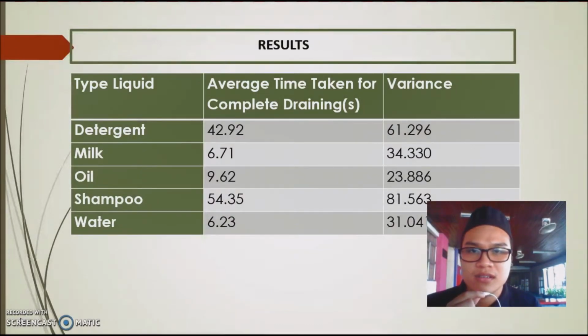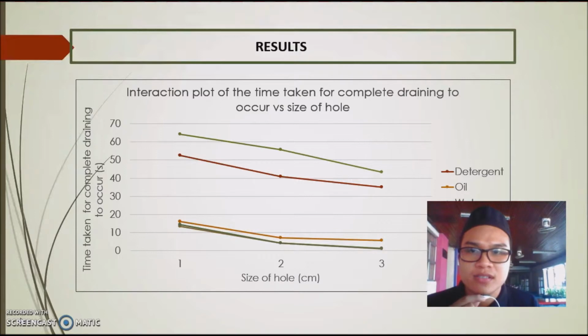This is the result for the average time taken for liquid to completely drain. As you can see, shampoo has the highest variance with 81.563, and the lowest variance liquid is water with a variance of 31.041. This is the graph to depict our results. As the holes become larger, the time taken for every liquid to completely drain will decrease.